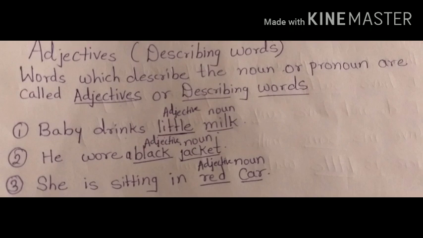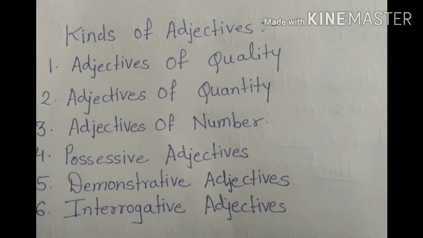Now let's see the kinds of adjectives. There are 6 kinds of adjectives. First, adjectives of quality. Second, adjectives of quantity. Third is adjectives of number. Fourth, possessive adjectives. Fifth, demonstrative adjectives. And last, the sixth one is interrogative adjectives. So let's see them one by one.